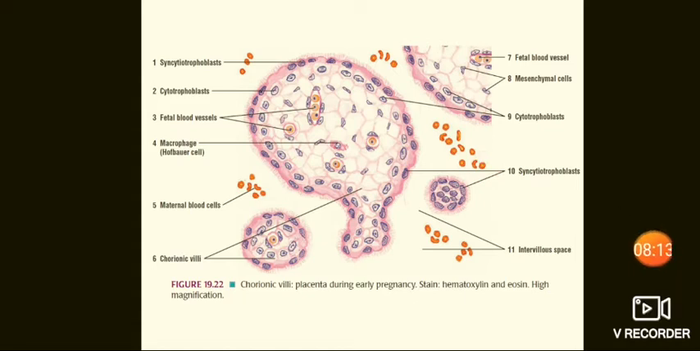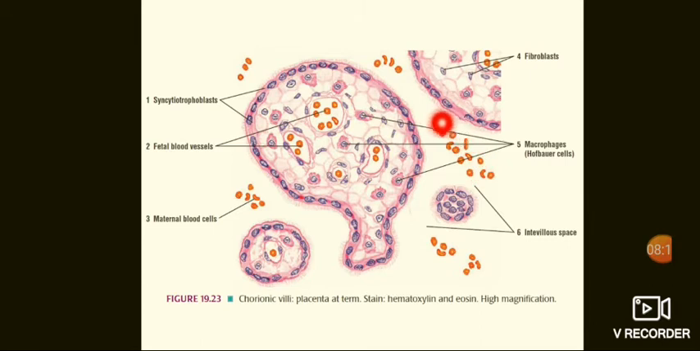The maternal blood and fetal blood do not mix because of the presence of a barrier that is known as the placental barrier, and it is through this barrier that the diffusion of different substances occurs. This is known as the placental barrier.